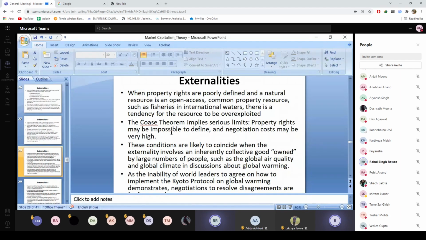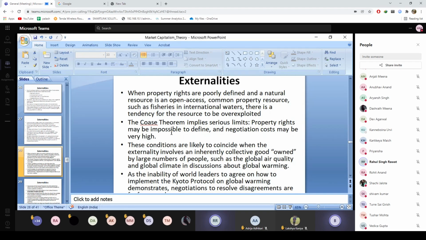And so when property rights are poorly defined, meaning there is no clarity about the boundary and other things, and a natural resource is open access, right? Open access means anybody can come and use it. Nobody owns the property. For common property resources such as fisheries in international water, there is a tendency for the resource to be overexploited, which is the case today. Fishery is the most overexploited, depleted resource in the world because nobody owns the international waters.